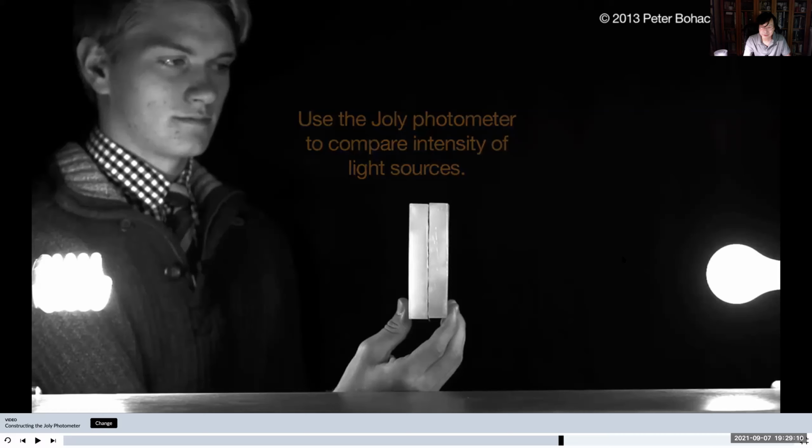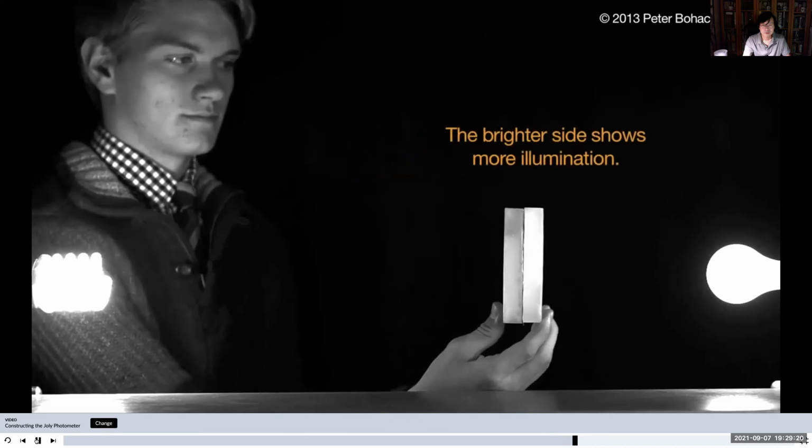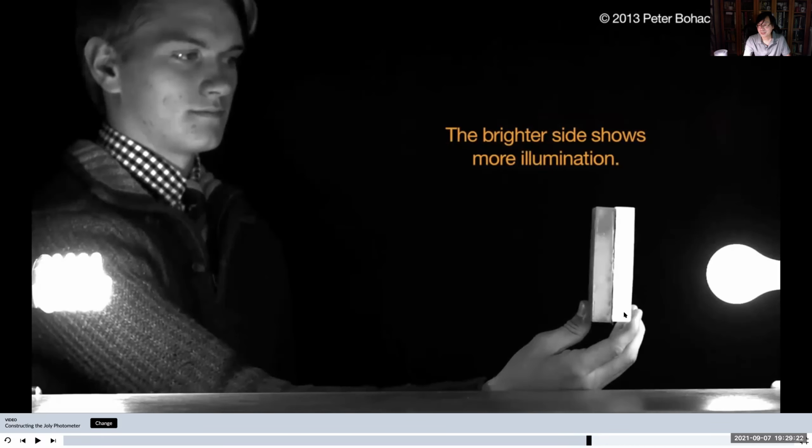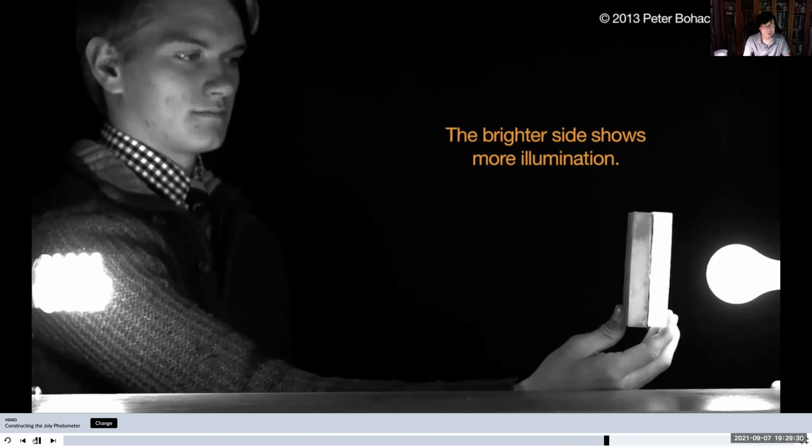But as he moves this to the other side, you find that that side becomes brighter because it gets closer to that source. Okay, so watch. You see here, this side becomes brighter, see that, because it's getting closer, but this side gets darker because it's further away from the source. Okay, so that's the idea. That's the so-called Joly photometer.